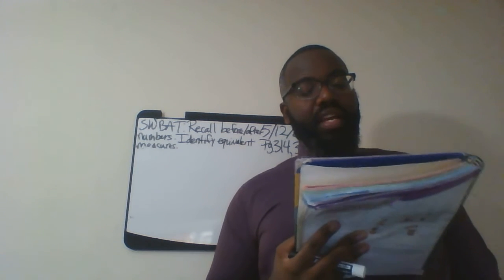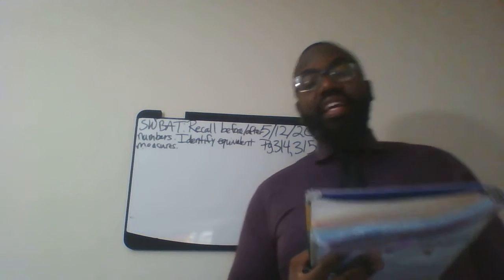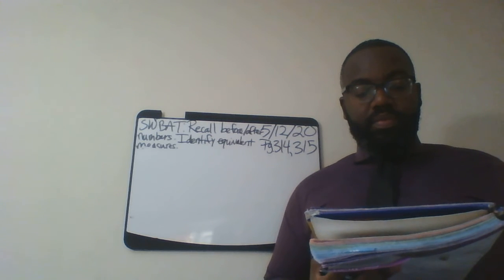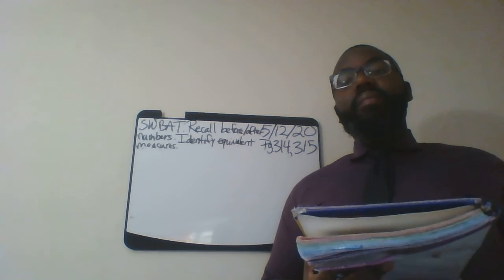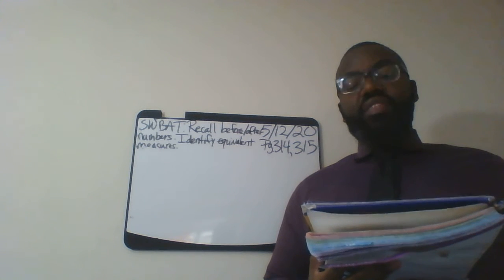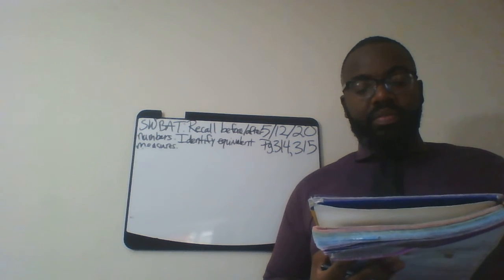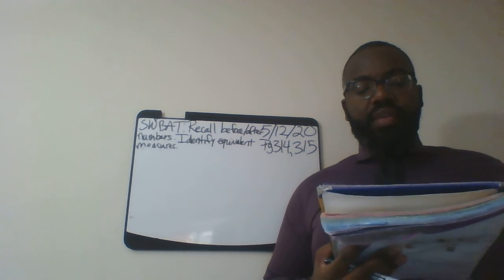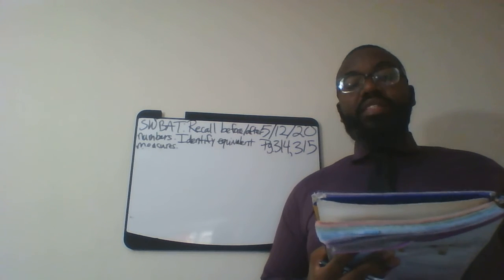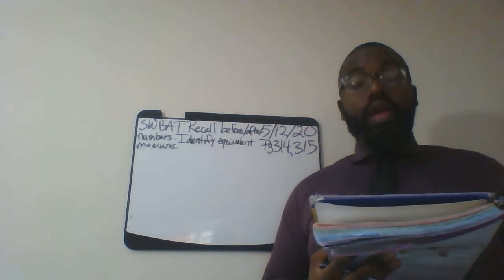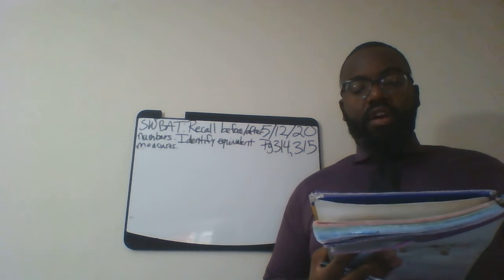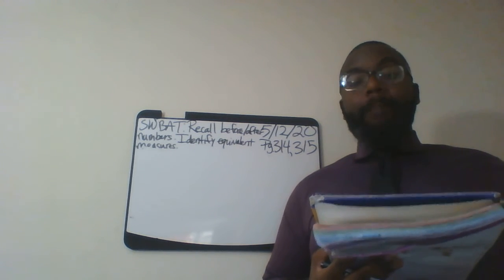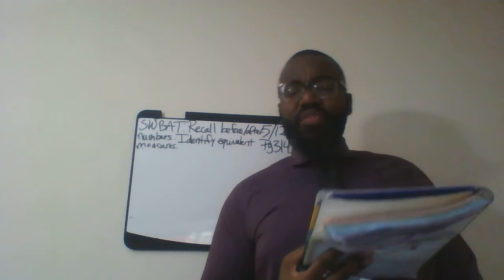Letter D is 9 plus 3. Letter E, 11 minus 7. And letter F, 4 plus 6 minus 3. Now let's look at number 5. Number 5 looks very similar.